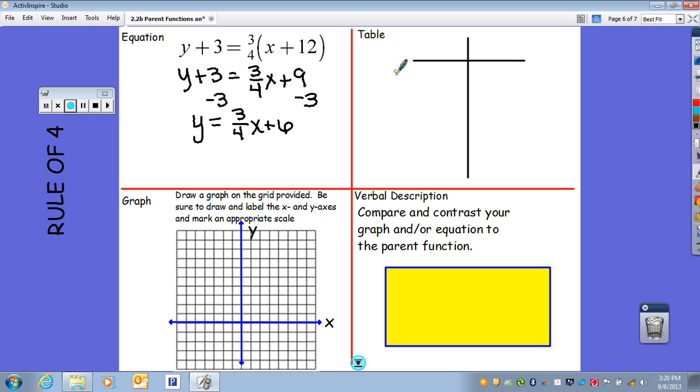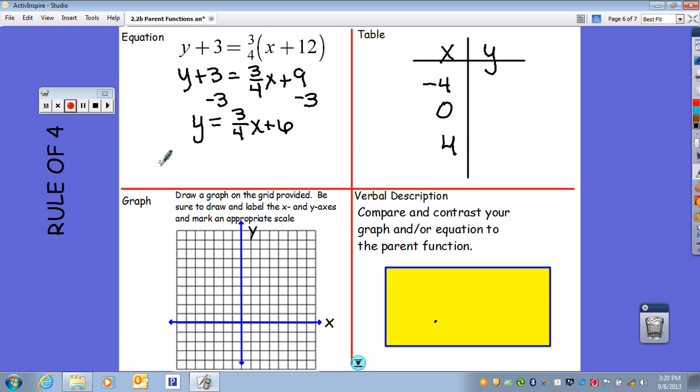Now we want to put some points into the table. So when we do that, we have our x values and our f of x, or our y values. Again, to help you out, if you put in x values that are multiples of the common denominator, you will not have fractions as your output. So we're going to put in a negative 4, 0, and a positive 4.